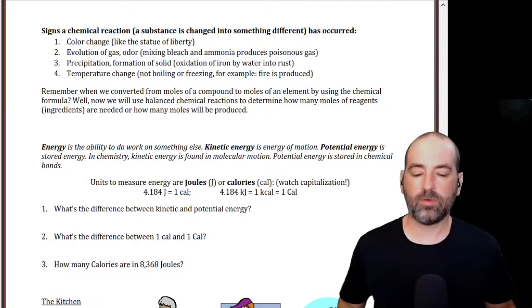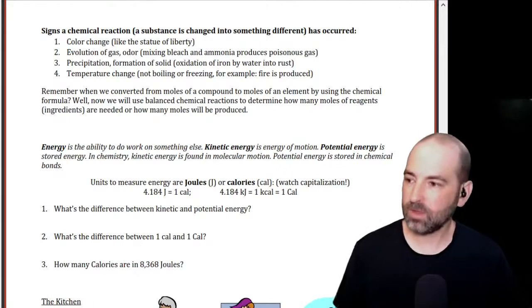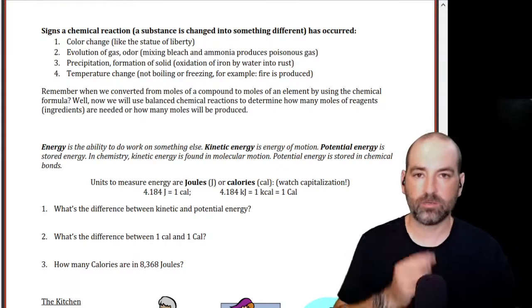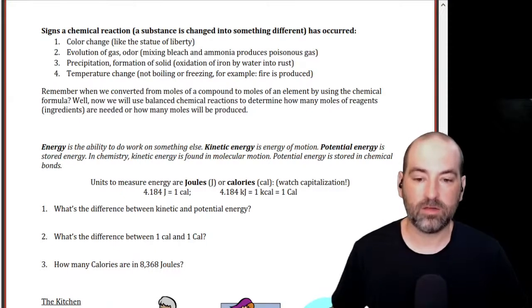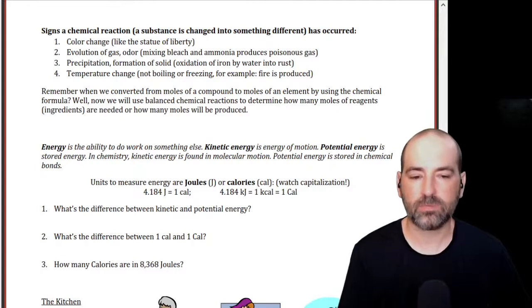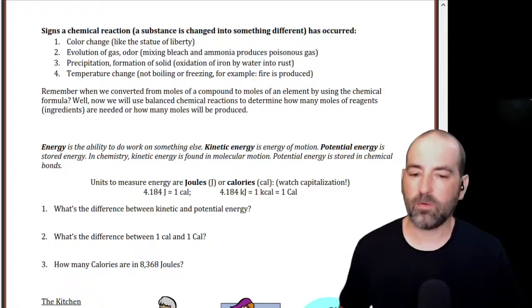On Monday we talked about balancing chemical equations, writing chemical equations from reactions. Today we're going to talk about the energy involved in chemical reactions and how we express that and how we use that to kind of think about what's going on.